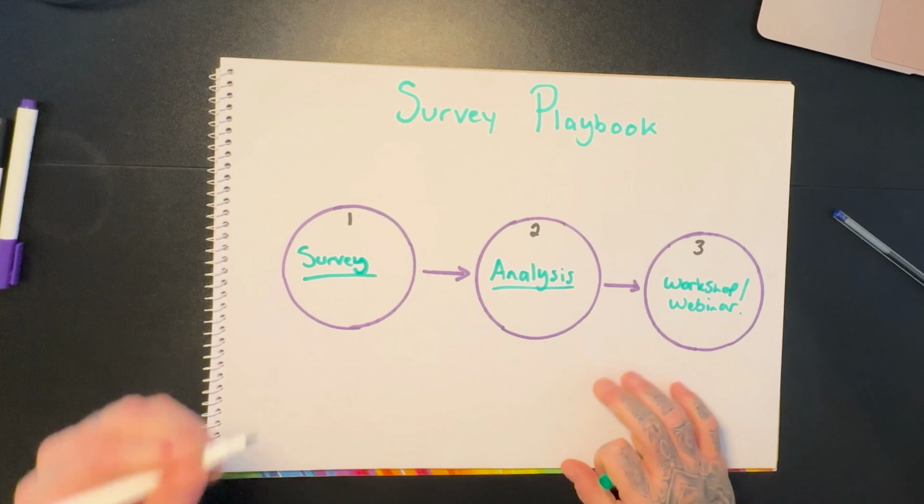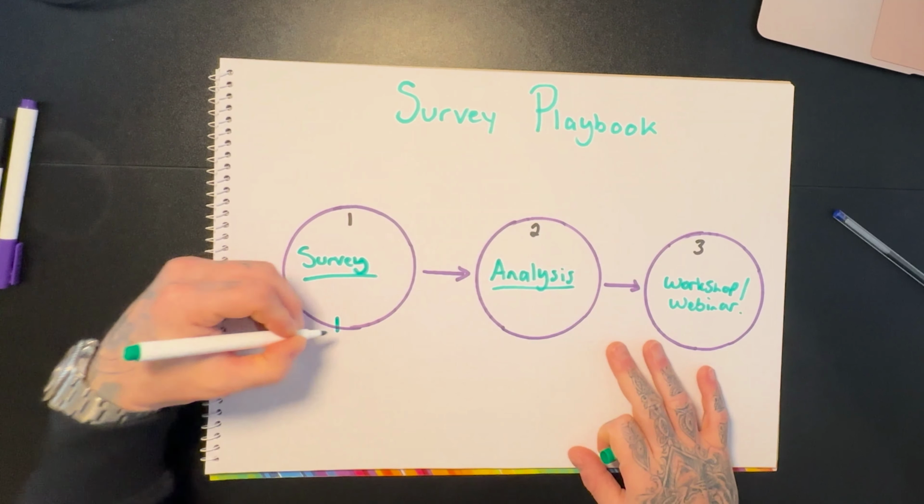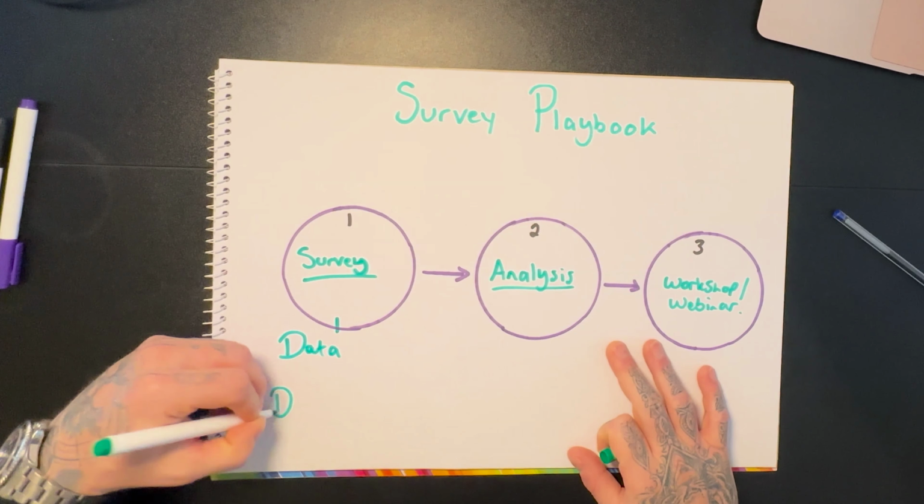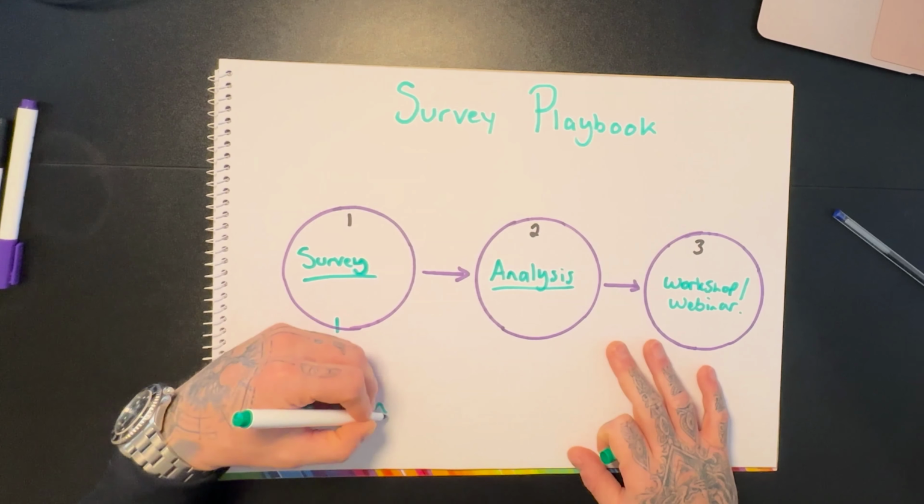So let's talk about the survey first. There are two parts to the survey. One part is the data, and the other part is the distribution. Now, if we focus on the data first, when it comes to collecting data with a survey, we want to treat this like a market research survey. The best way to think about this is a traditional sales call: take what you want to get from a sales call and implement it into this survey.